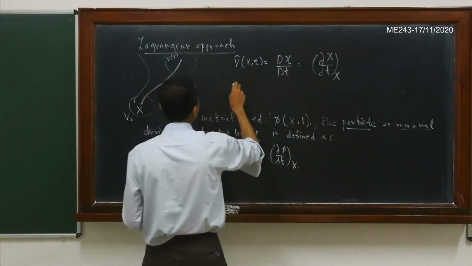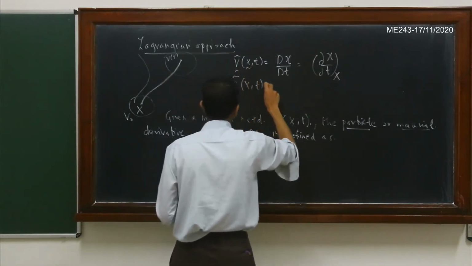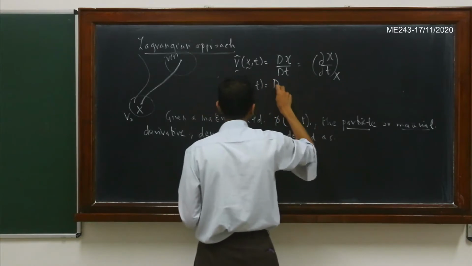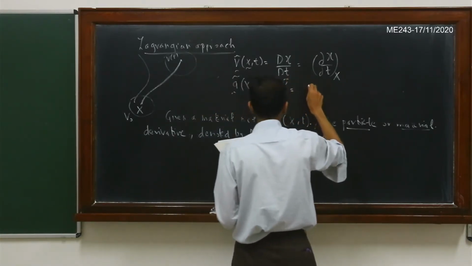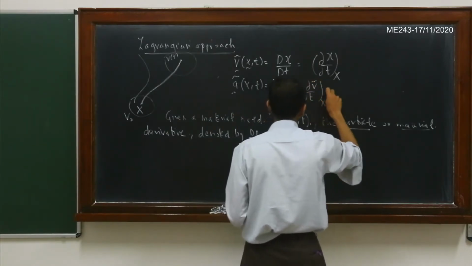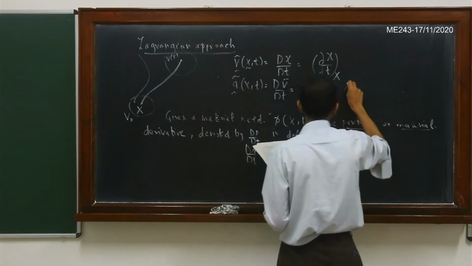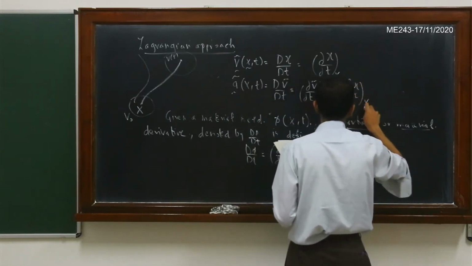Then similarly, you will get that a tilde of X comma t is equal to d v tilde by dt, which is equal to del v tilde by del t, keeping capital X fixed, which is also equal to del square chi by del t square, keeping capital X fixed.